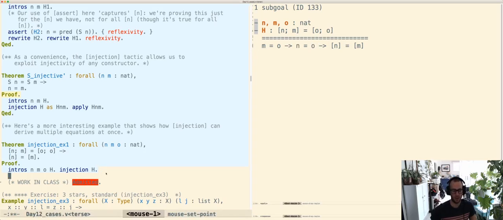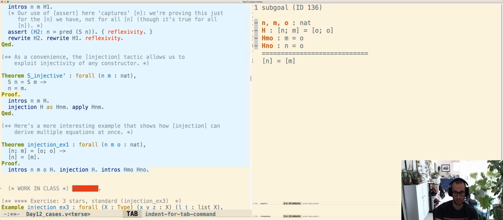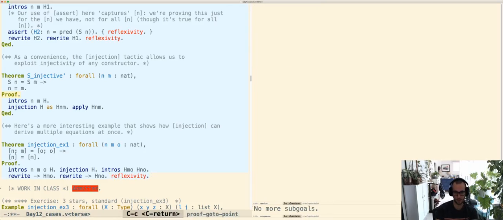Interesting. Okay, so that means I could do something like this. intros H M O, H N O. And then we could say rewrite H M O, rewrite H N O, reflexivity. Cool. That works. Now, what if we want to do this with an as tactic?